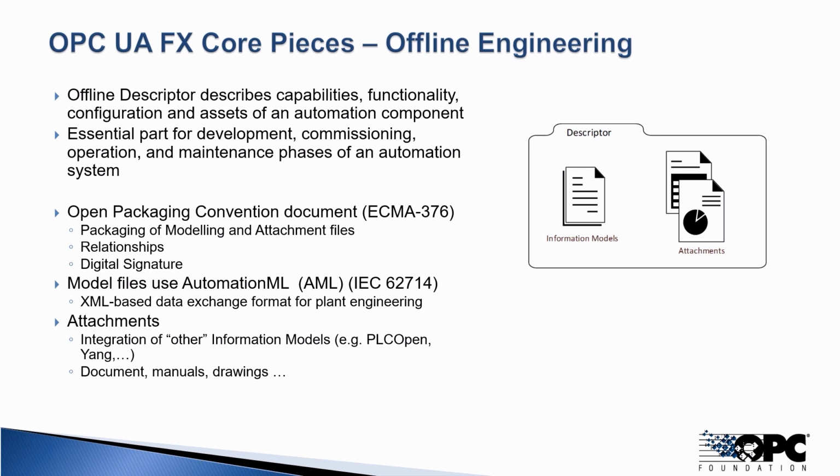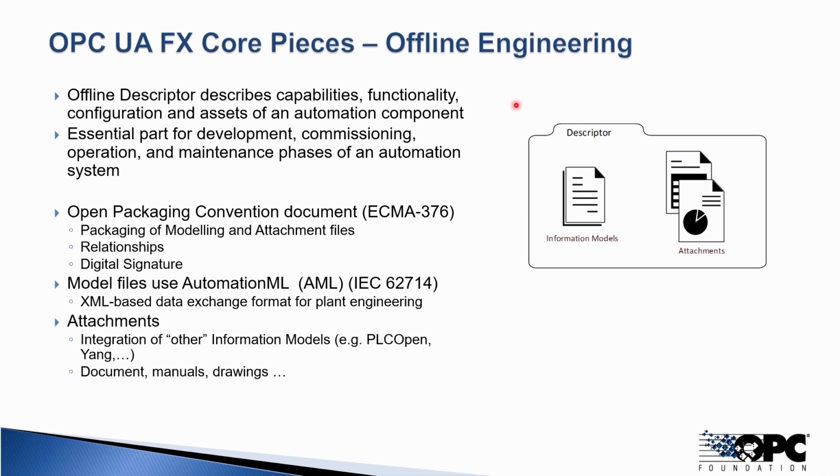The last core piece is offline engineering. We developed the concept of a descriptor. The descriptor itself describes capabilities, functionality, configuration, and assets of an automation component. In fact, it describes the asset model and the functional model, what we've seen on the previous slides. The offline descriptor is an essential part for development, commissioning, operation, and maintenance phases of an automation system.